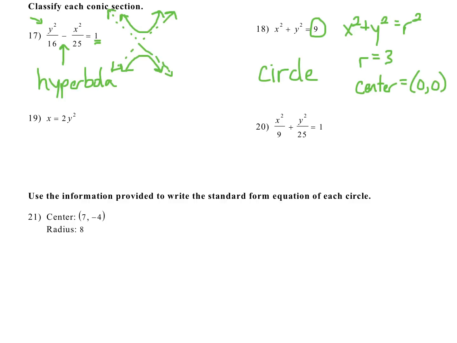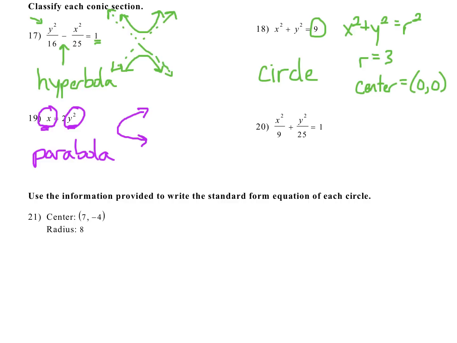Number 19, the key characteristic here is we notice that one of our terms, in this case our x term, is linear. It doesn't have any exponents on it. And our y term is squared. Well, when one of your terms is linear and the other term is squared, then that means that you're going to have a parabola. Okay, and in this particular case, because it's the x term that's linear, x is a function of y, therefore it's either going to open left or right. And because there's a positive coefficient on y squared, we know that this is going to be a parabola that opens to the right.